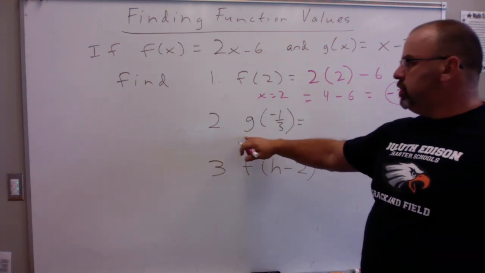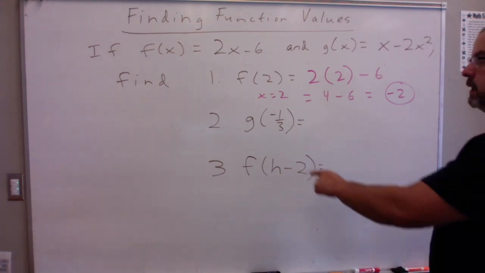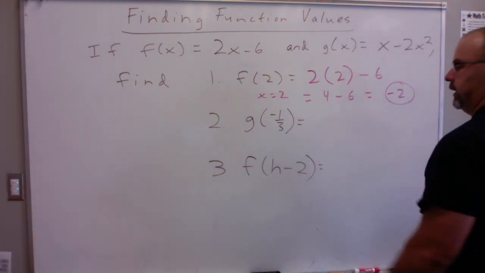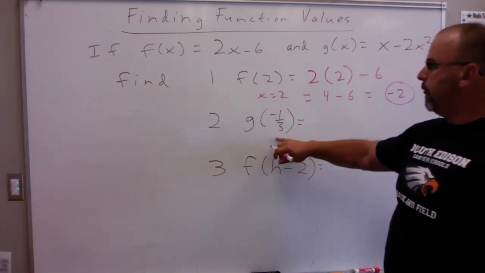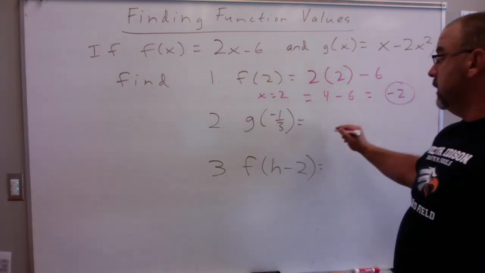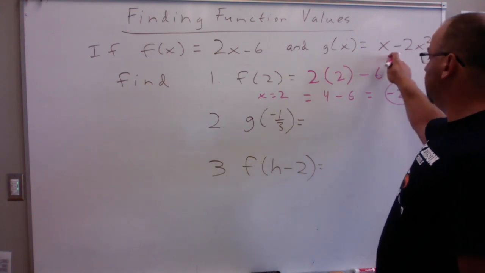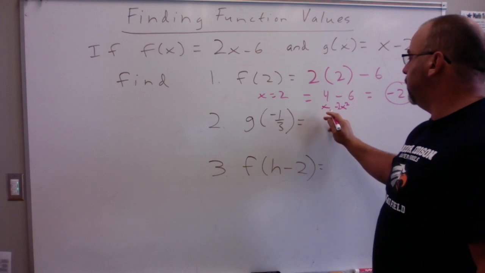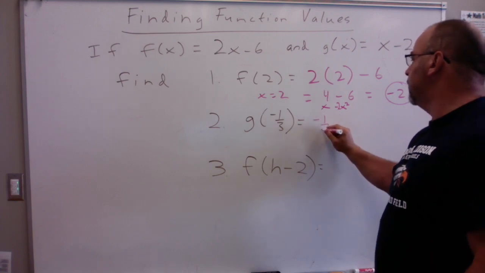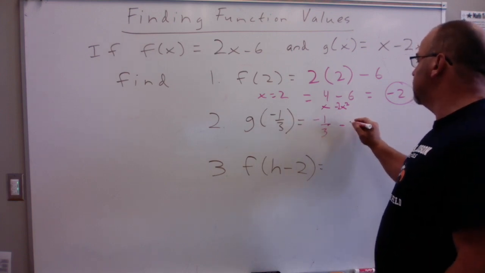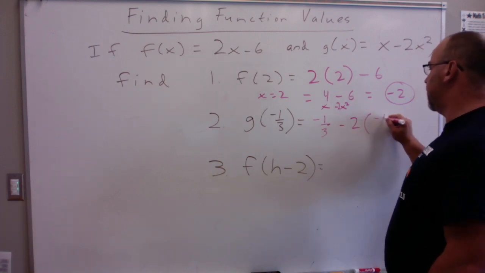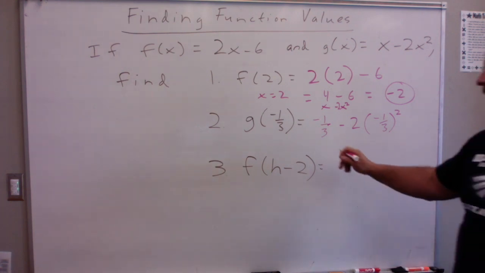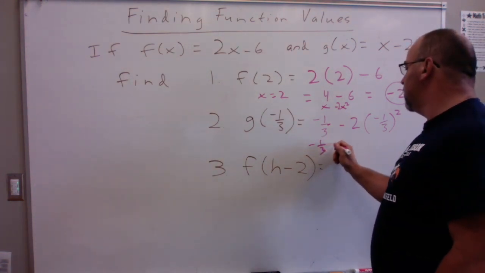Let's take a look at this one, g of negative 1/3. Now, g is not this function, g is this function. So I'm going to put in negative 1/3 in for x here. So this is going to be right over here, x minus 2x squared, okay? I'll put in for x, negative 1/3 minus 2 times negative 1/3 squared, okay? So now I have a negative 1/3 here minus 2.